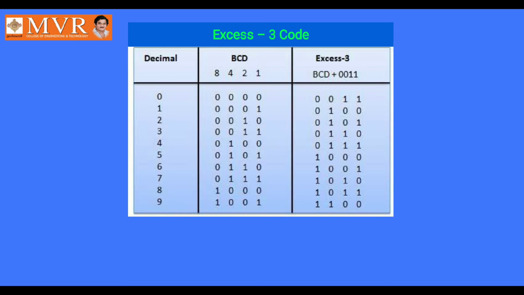I am repeating, the XS3 equivalent binary value of decimal 0 starts from 0, 0, 1, 1, and 1 stands for 0, 1, 0, 0, which is equivalent to 4 in decimal. 1 plus 3 is 4, no. That's why the XS3 binary value is 0, 1, 0, 0. The same way, you can see 9 also. 9 in general BCD is 1, 0, 0, 1. But after you add 0, 1, 1 to that, it becomes 1, 1, 0, 0, which is equivalent to 12 in decimal value. So this is the way you generate the XS3 table.